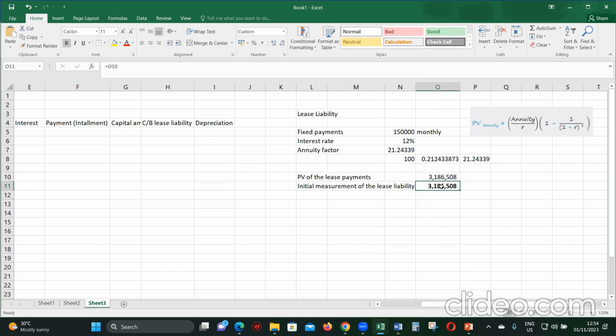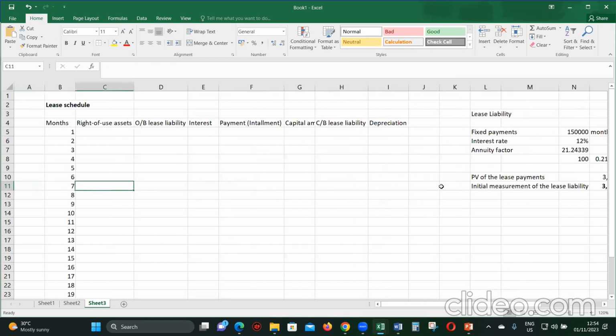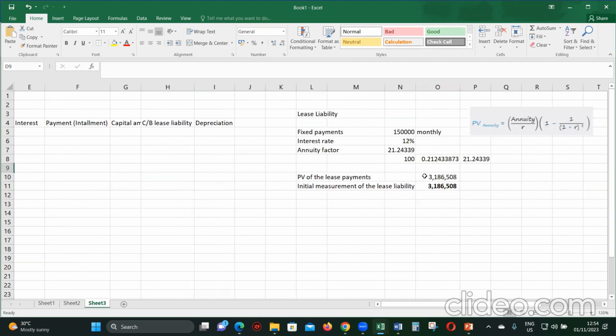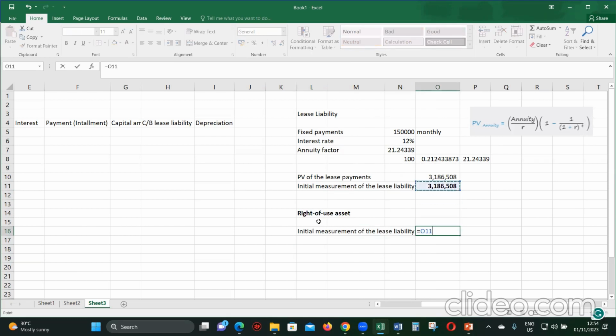Right. Now in that case, we can compute the right of use asset as well. How can we take the right of use asset? We are taking the initial measurement of the lease liability, that is the amount we computed, plus if you have any down payments, if you have any initial direct payments, or if you have the present value of dismantling and site restoration cost, as we discussed, you can include.